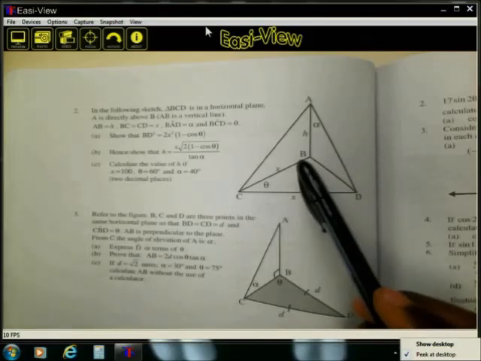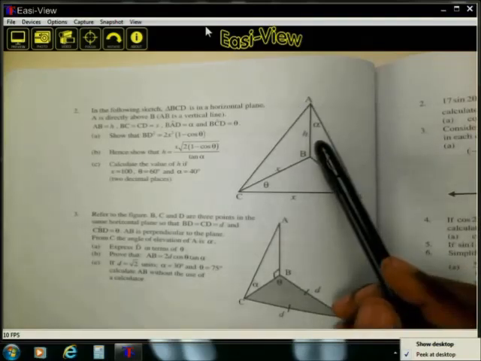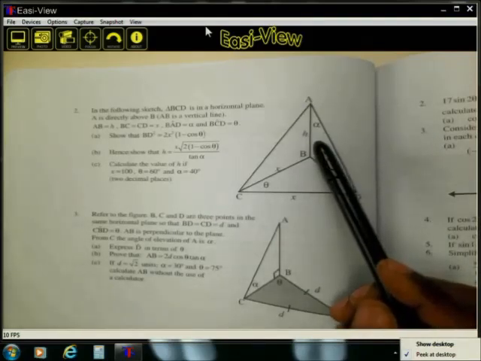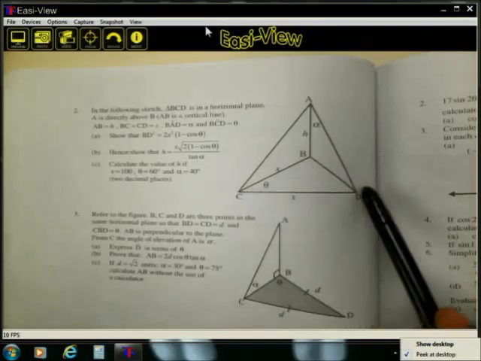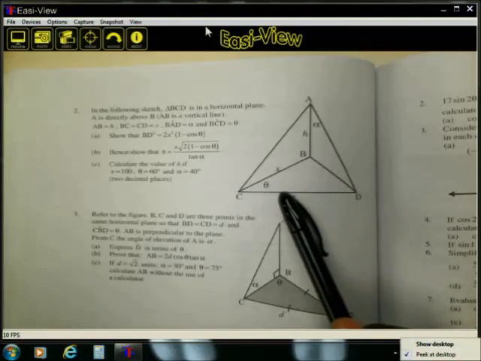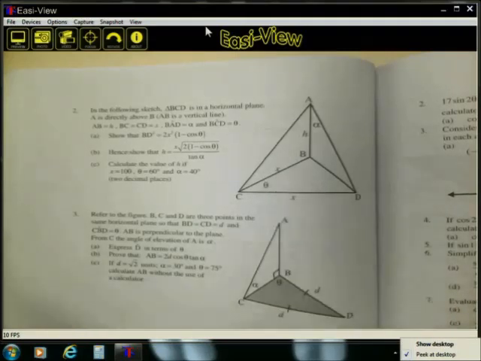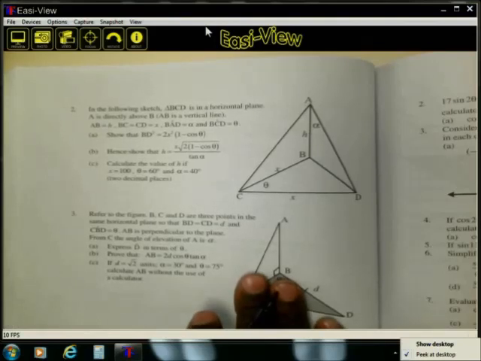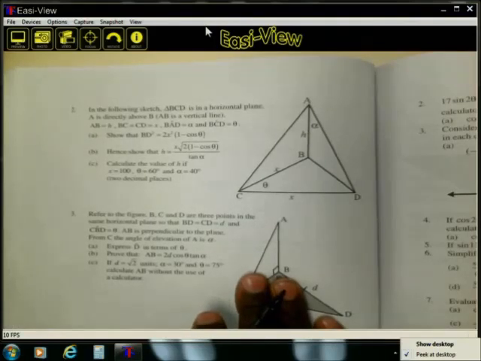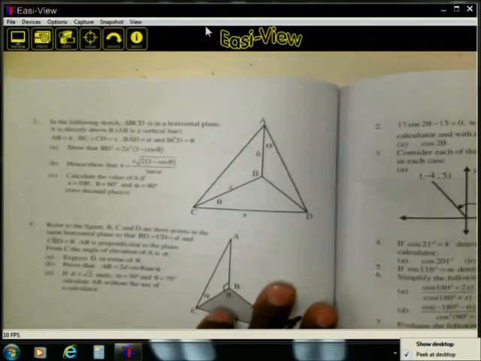BAD equals alpha. And BCD equals theta. Show that BD squared is equal to 2x squared times 1 minus cos theta.